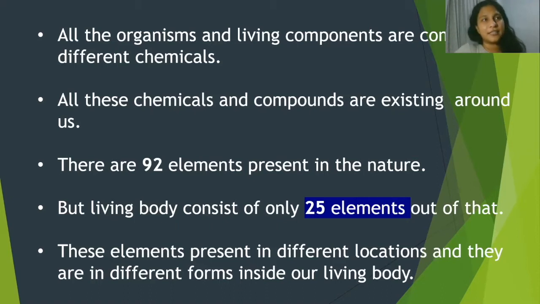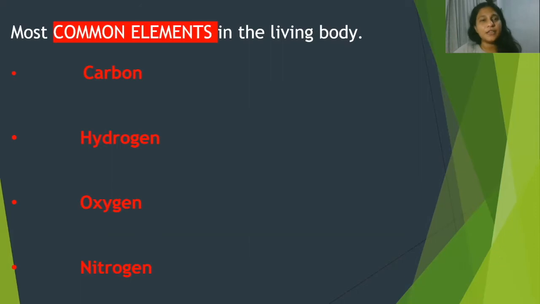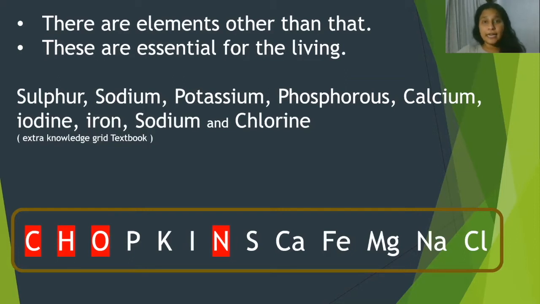These elements are present in different locations and in different forms inside our living body. These are very simple things for y'all, so I hope you can understand very easily. The most common elements in the living body are 4: carbon, hydrogen, oxygen, and nitrogen. In your textbook, these are given on a mass basis, so you can refer to that. There are also elements other than these 4 main components, which are essential for living things. They are sulfur, sodium, potassium, phosphorus, calcium, iodine, iron, magnesium, and chlorine.